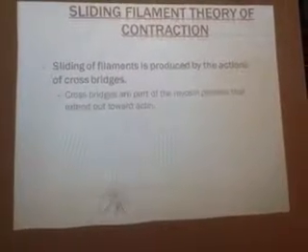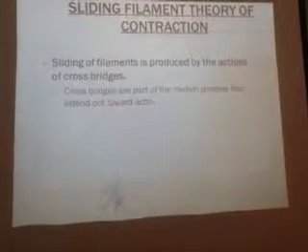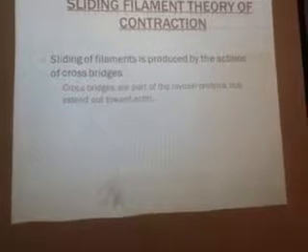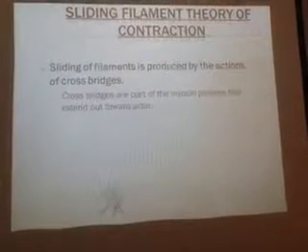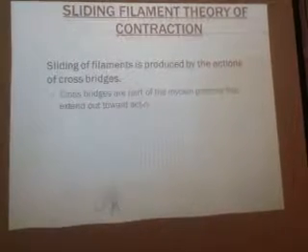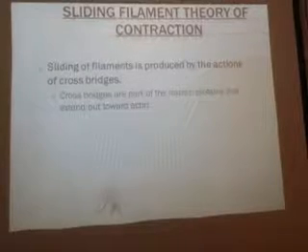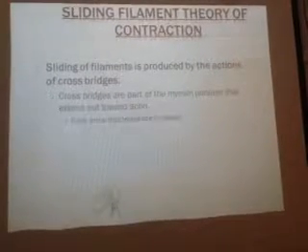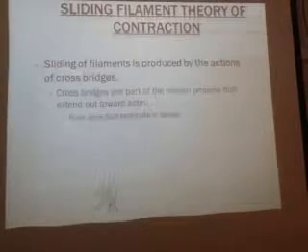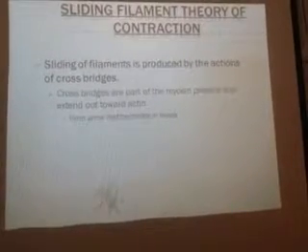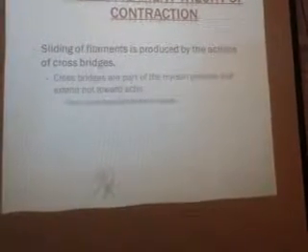So what are cross bridges? Cross bridges are the part of the myosin protein that extends out toward actin. So the myosin part, the myosin head, that is the cross bridge. It is the myosin protein that extends outward towards actin. They form arms that terminate in the heads of the myosin.